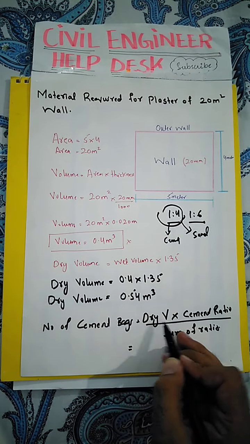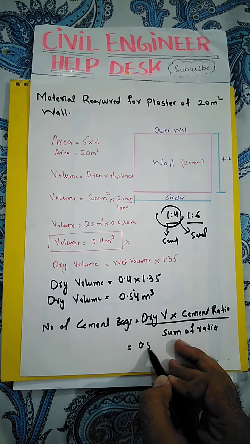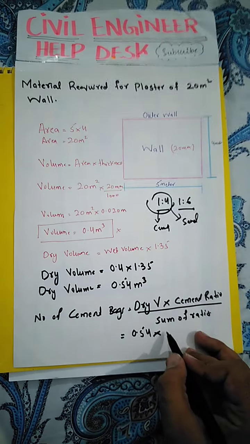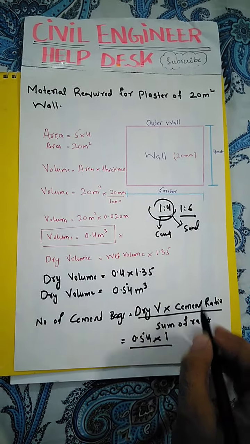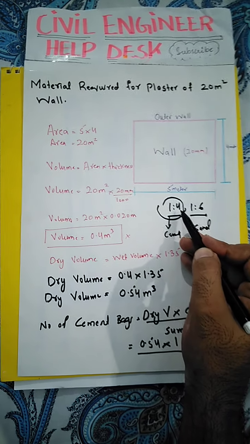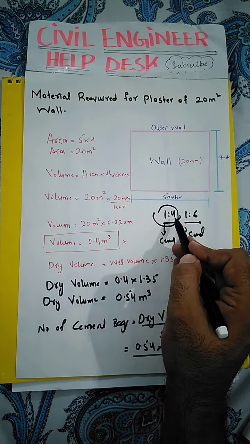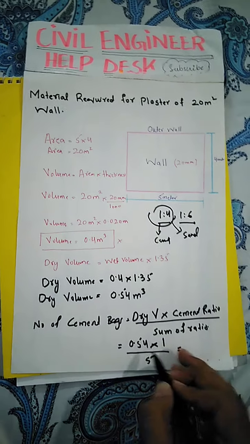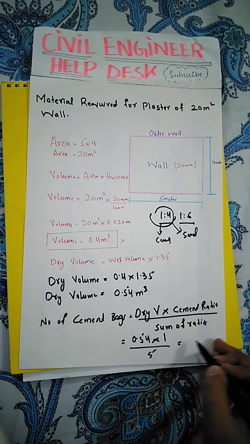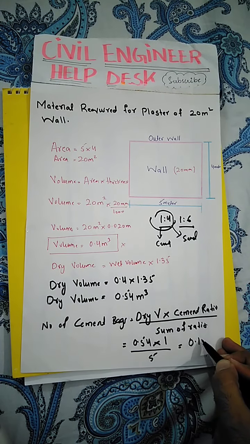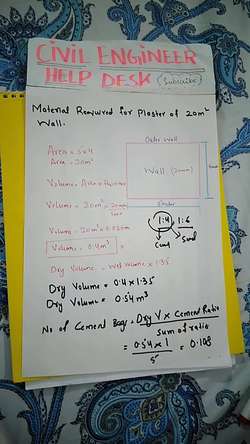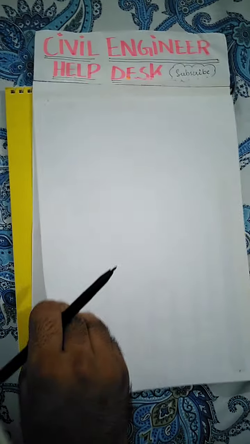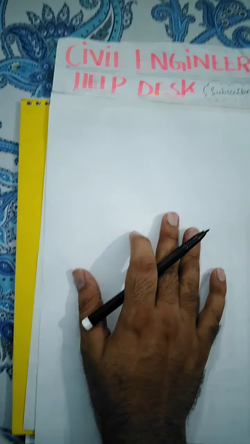Now putting value dry volume, we have 0.54 multiplied by cement ratio, which is equal to 1, divided by sum of ratio. It means one ratio is 1 and other ratio is 4. Sum of ratio means adding both, which is equal to 5. After multiplying and dividing, we get 0.108. This is in cubic meter, but we want to calculate the number of cement bag.